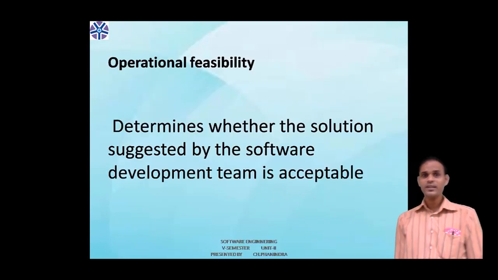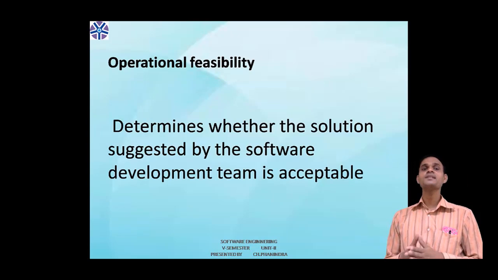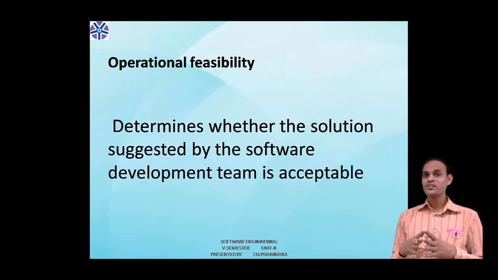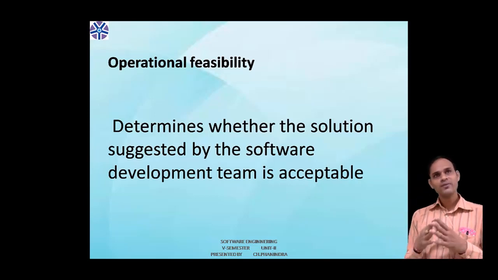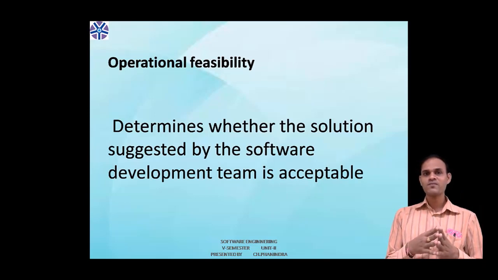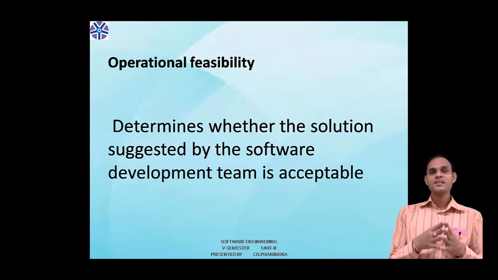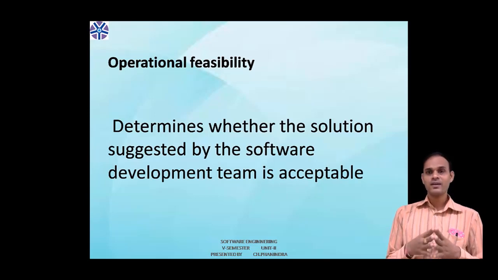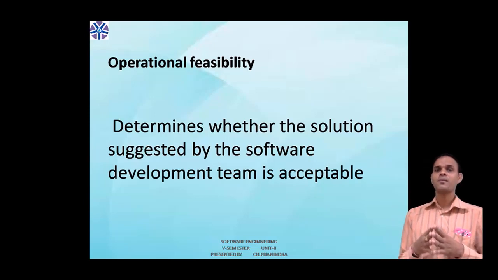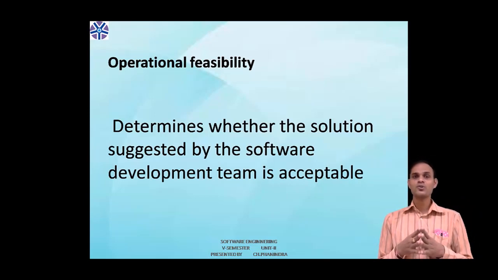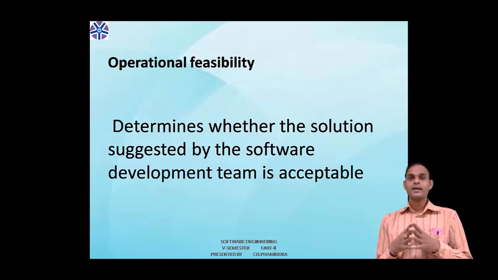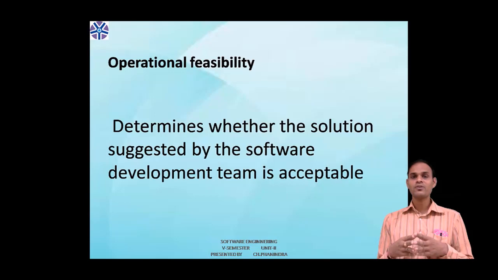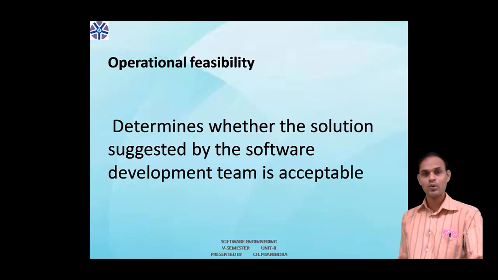Next one, operational feasibility. In operational feasibility, we perform a series of steps to solve business problems and user requirements. We have to identify the business problems and user requirements, the problems of the user requirements, and what business problems occur in defining the requirements. Operational feasibility also performs the following task: determine whether the solution suggested by the software development team is acceptable.